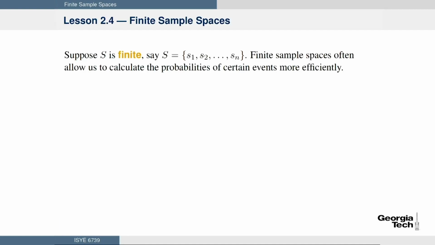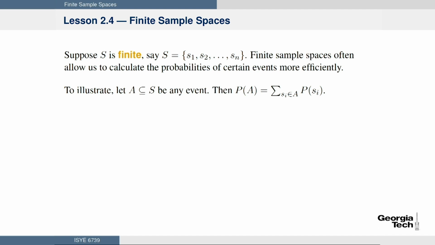Let's start out with the sample space S that's finite, meaning that there are only a finite number of possible outcomes of the experiment. Since there are only a finite number, let's list them out. Little s1, little s2, ... little sn. It turns out that finite sample spaces usually allow us to calculate the probabilities of certain events way more efficiently. To illustrate, let's suppose that A is some arbitrary event in the sample space.